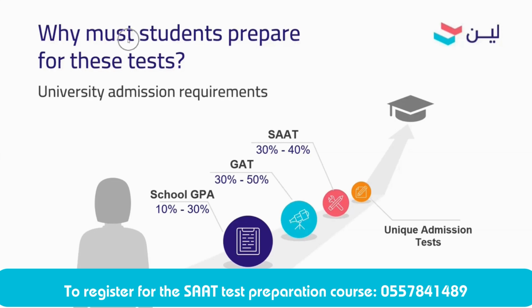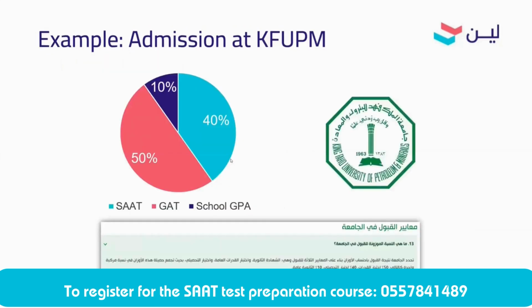But why are these tests very important here? Sometimes you see students who are excellent in school. Their GPA in school is amazing, super. But because they might lack good scores in SAAT or GAT, they will see some difficulties getting admitted to universities in Saudi Arabia. Why? Because in Saudi Arabia, most, if not all, the universities will look at one or both of these tests, the SAAT and GAT.